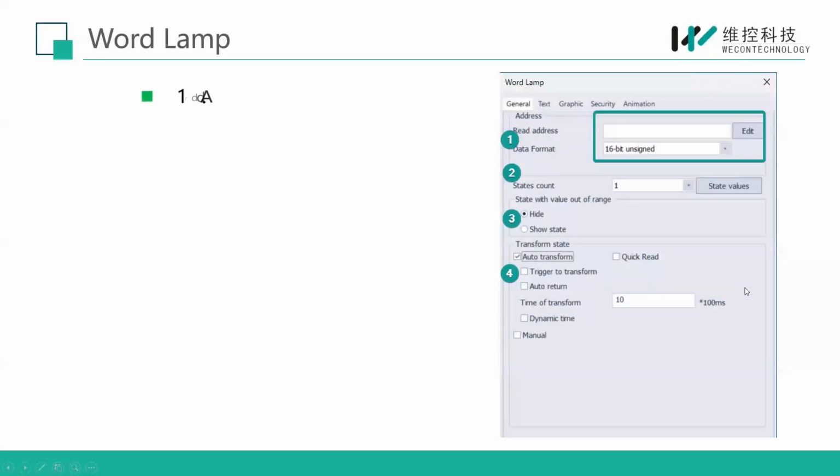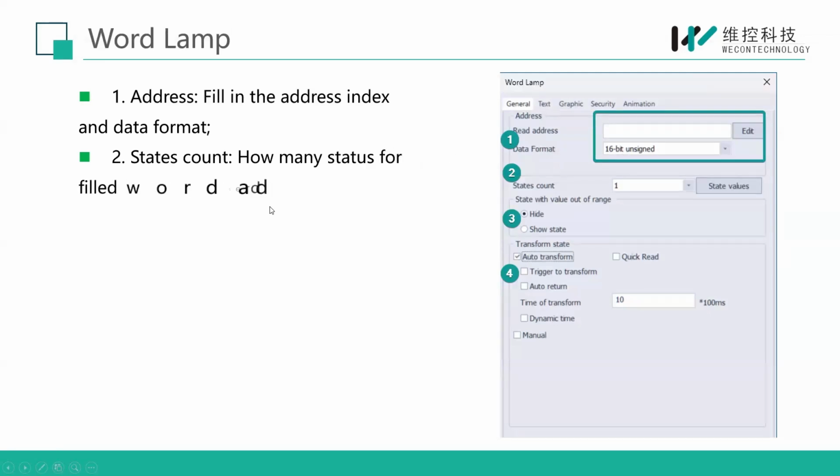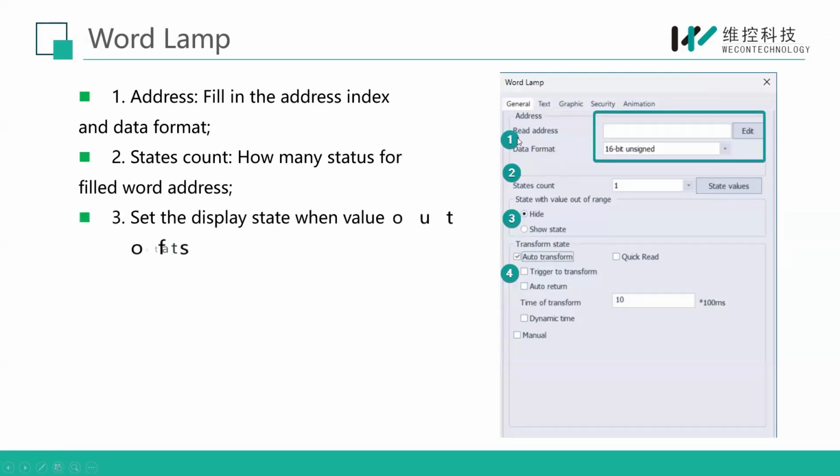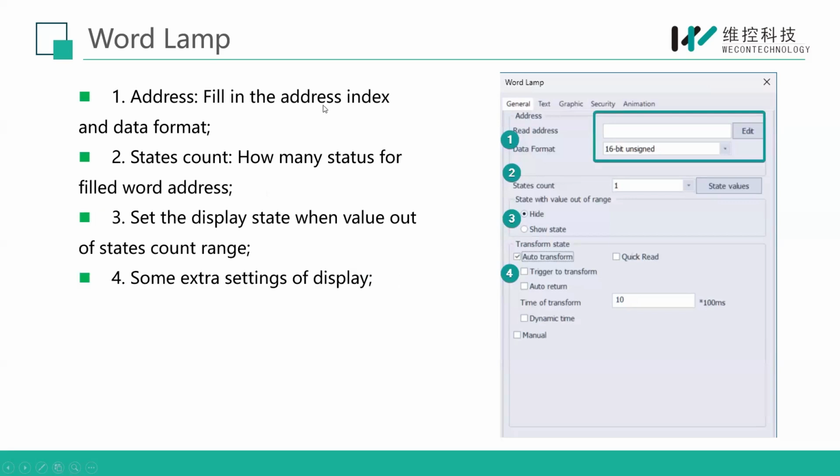The next one is a word lamp. In the first section, you can see in the picture, the first one is, as always, how you can set your addresses, index, and data format. The second one is the state count. How many states for the word address?